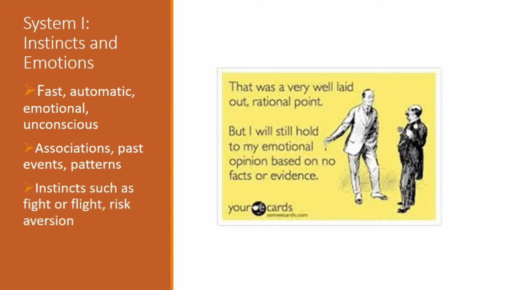Then finally, System 1 is where instincts such as fight or flight, risk aversion take place. Instincts such as fight or flight were more appropriate to our early evolution when we faced dangers like the saber-toothed tiger. However, we still have them as part of our makeup, and these types of instincts cause problems in investment decisions.